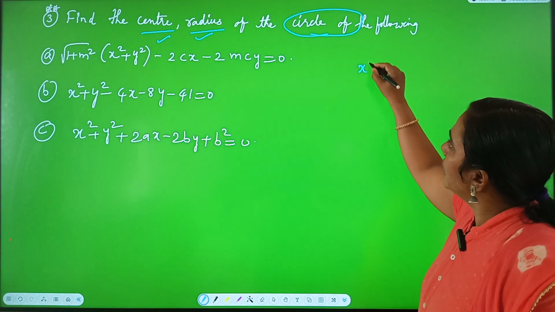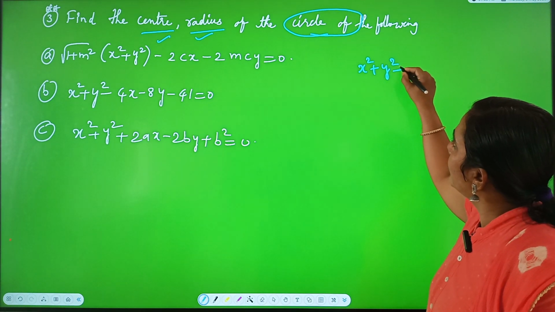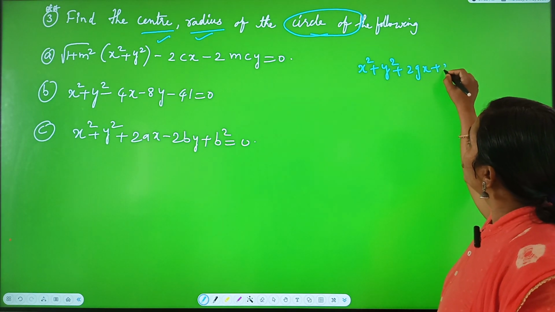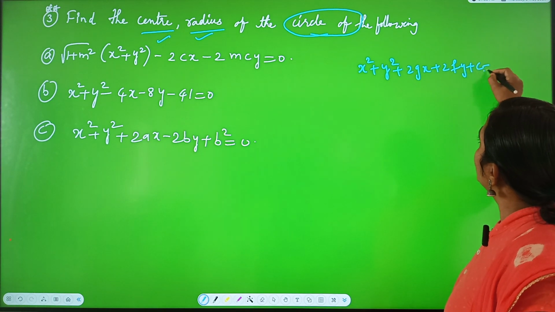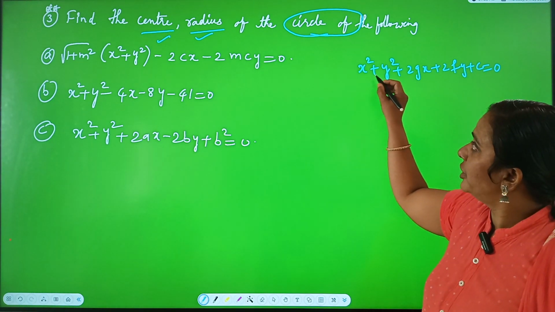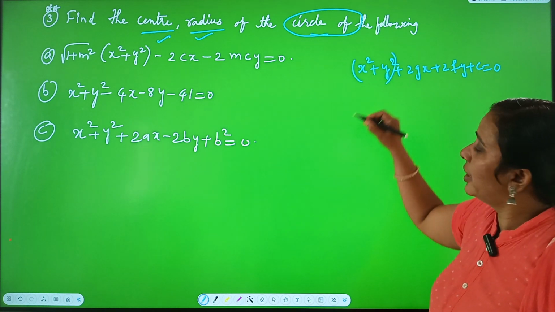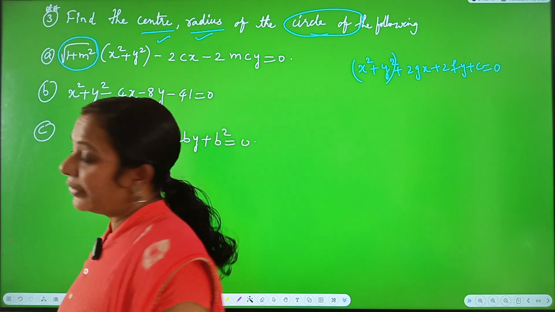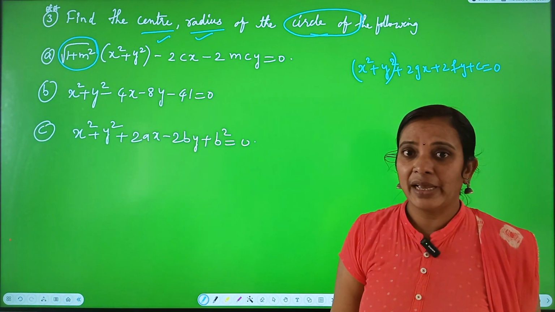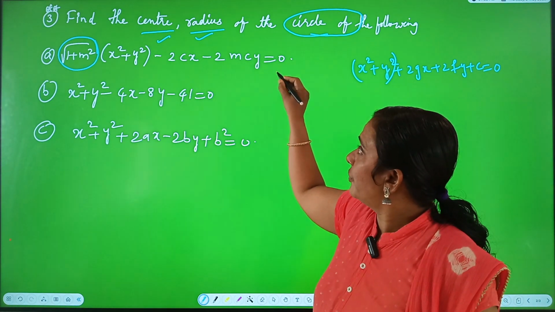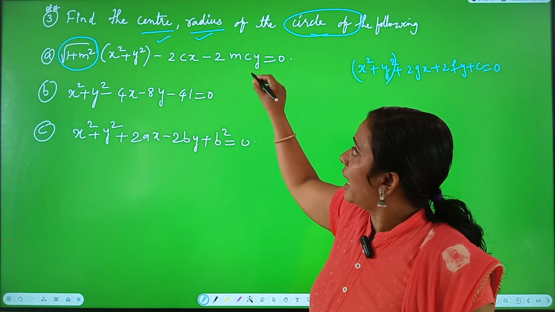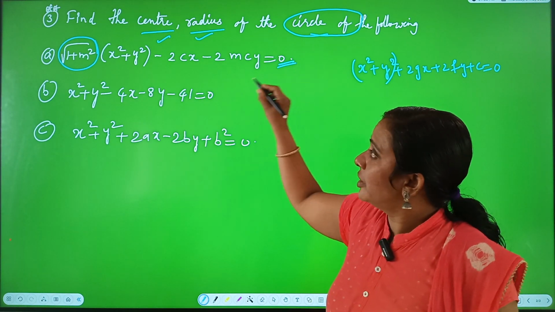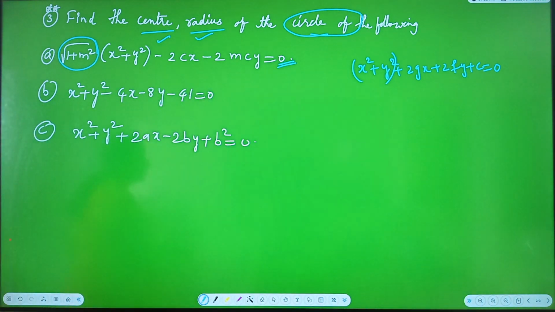The general form of the circle equation is x square plus y square plus 2gx plus 2fy plus c equal to 0. What does general form mean? x square and y square have the coefficient only 1. But here x square plus y square has the coefficient under root of 1 plus m square. For such equations, you reduce to general form, meaning whatever the coefficient is, divide the whole equation by that coefficient.